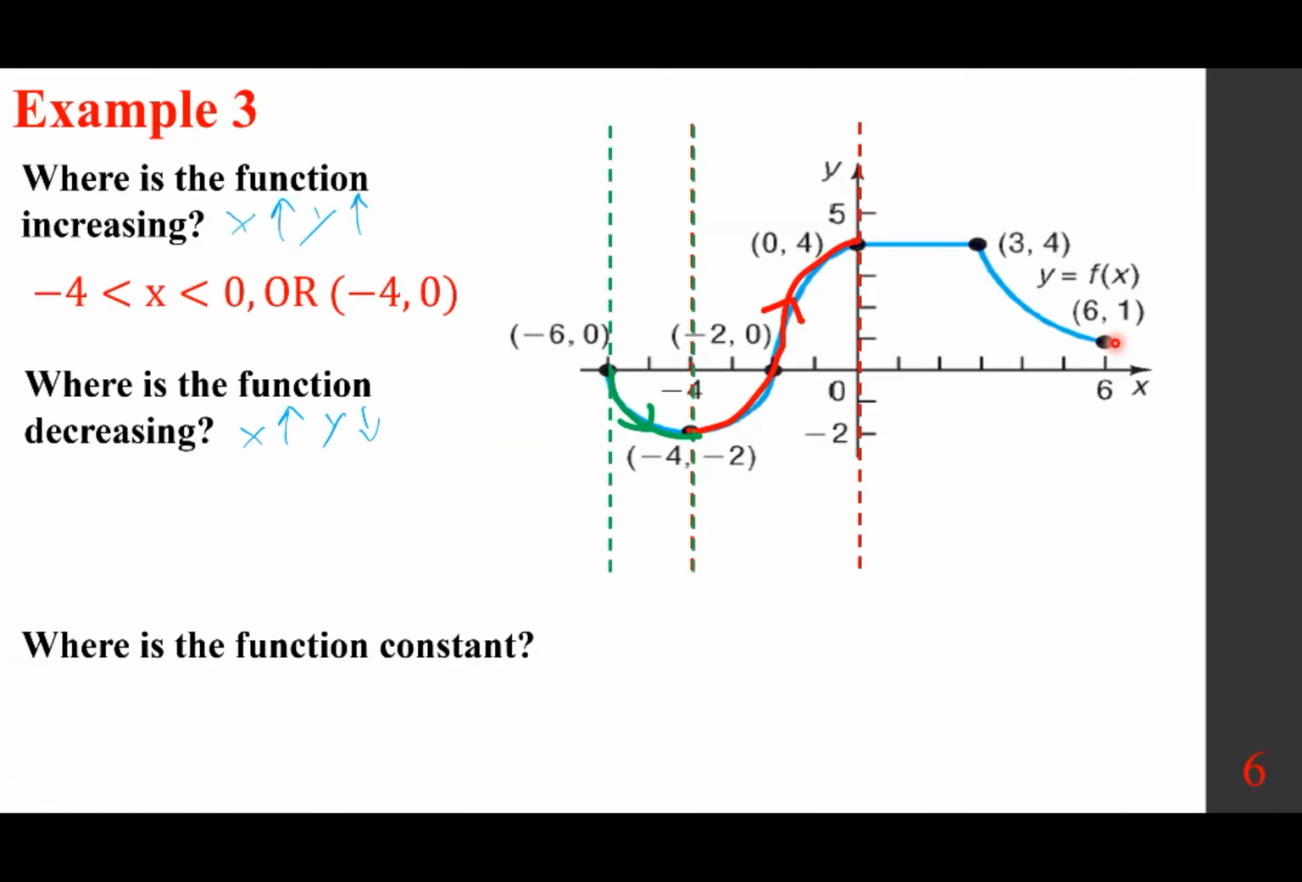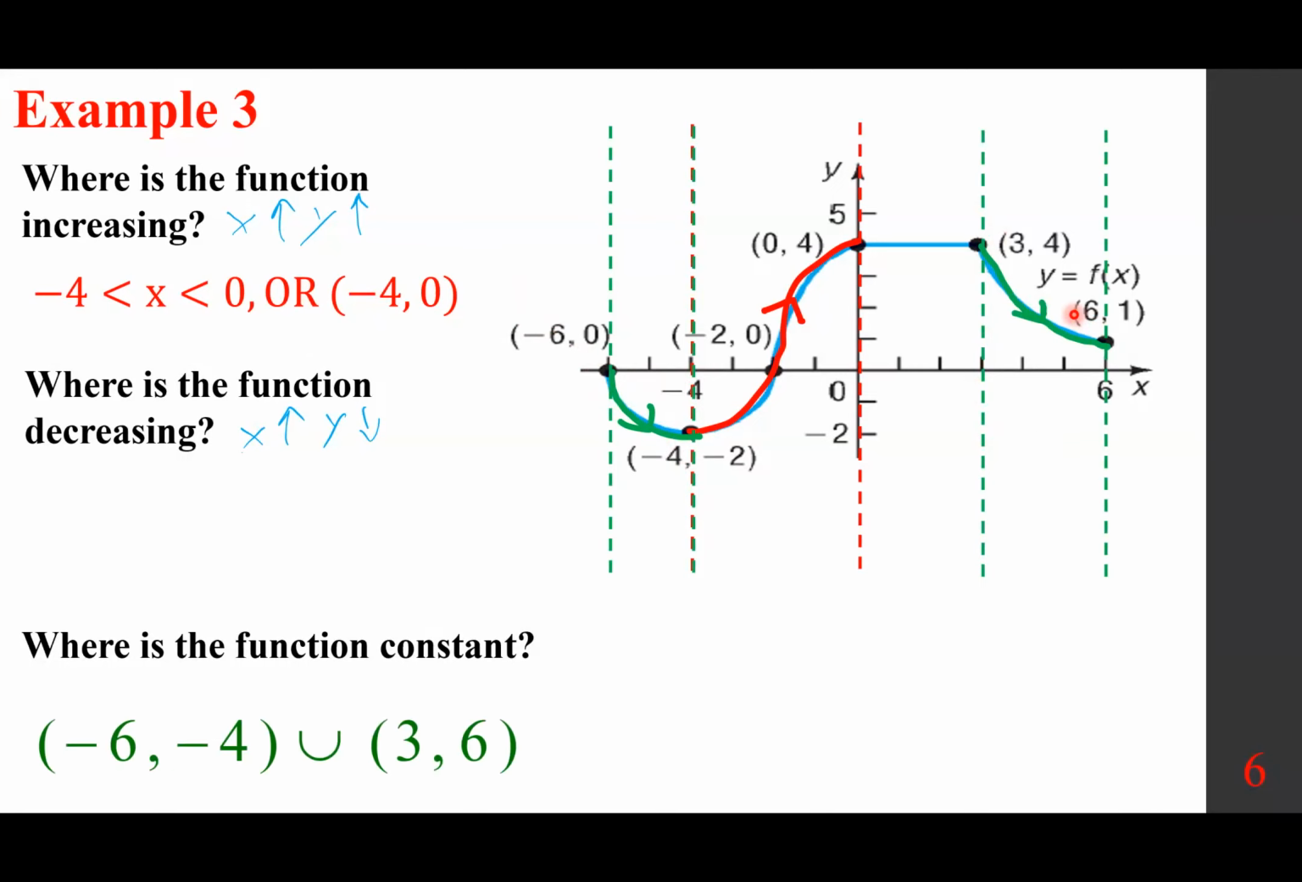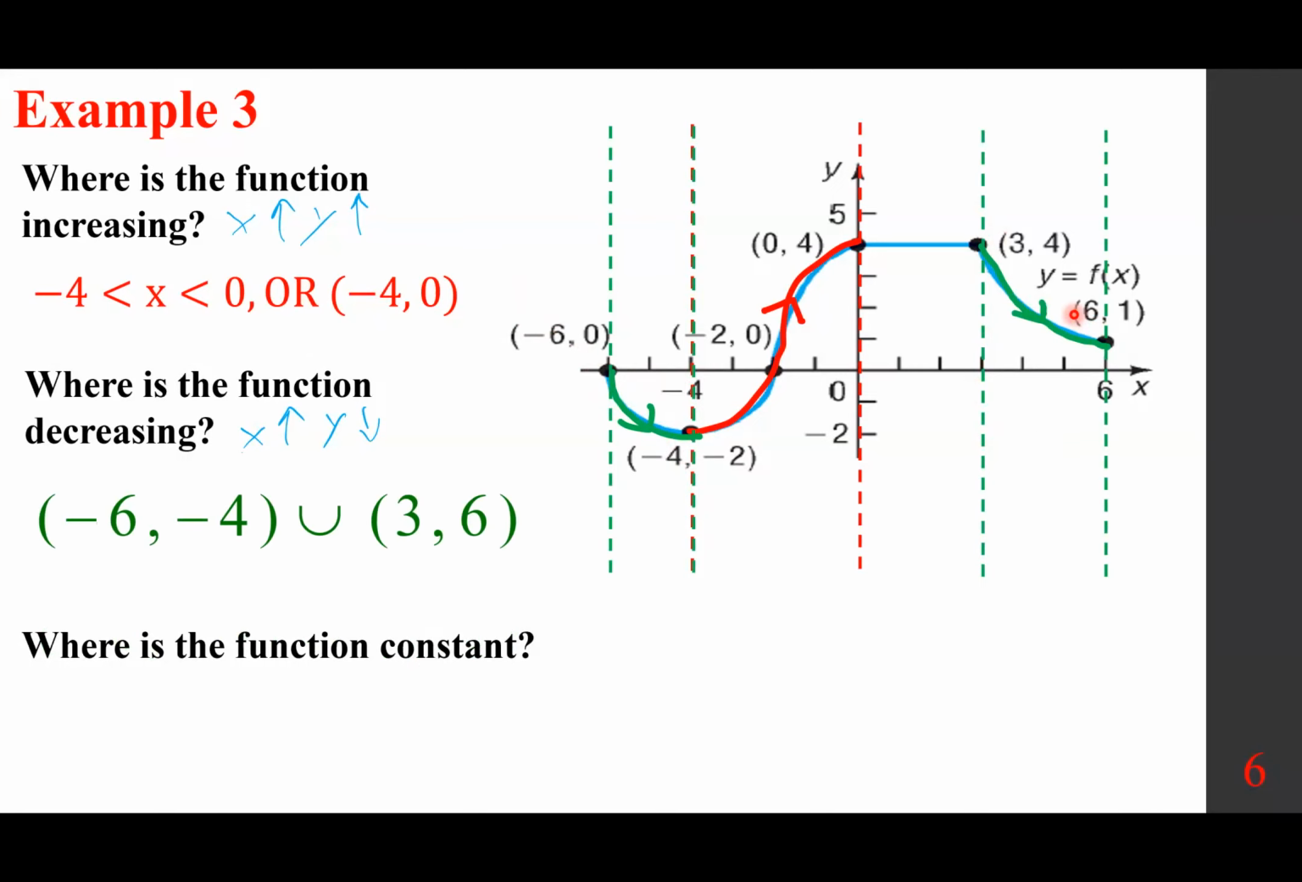In fact, one easy way to look at the concept: assume this is a line, and it seems to be a line with a negative slope. Therefore, from negative 6 to negative 4, union 3 to 6. What about the constant? We mean a horizontal line. So it's from 0 to 3. And again, we really don't want to include the endpoints.